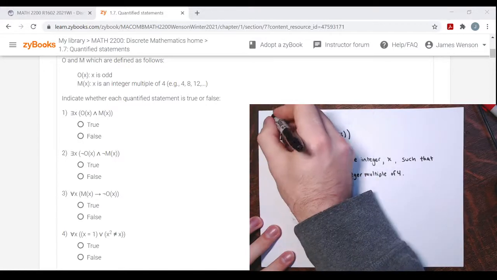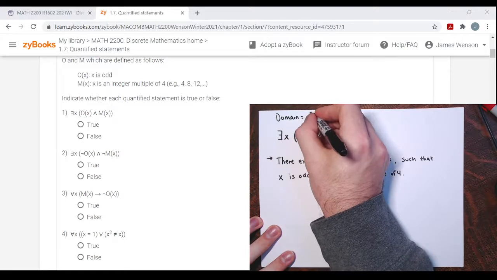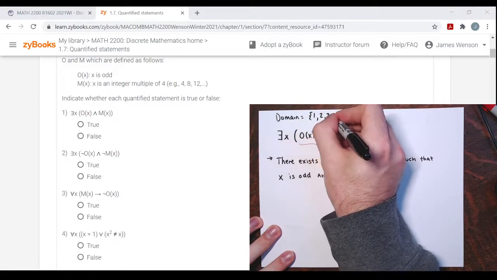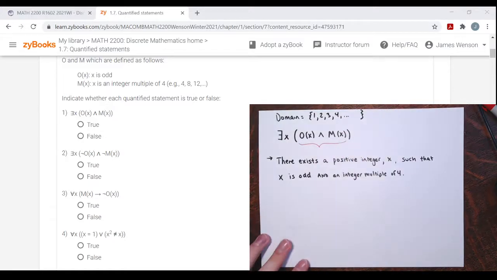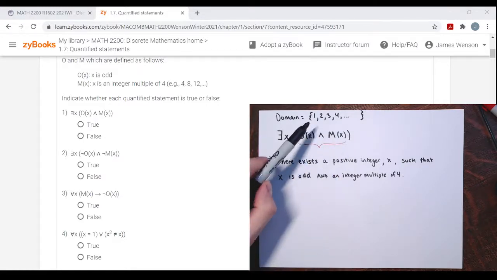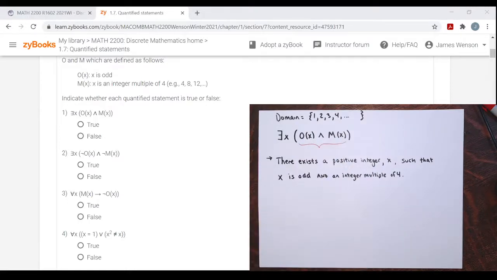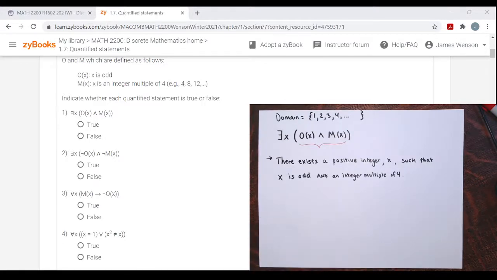Remember the domain, I'll write it up here. The domain is the set of positive integers. So all the values that x can be replaced by are 1, 2, 3, 4, 5, etc. Now to show that an existential statement is true, I only need to find one value in the domain that makes this true. Now let's look at some examples, and we'll see if we believe it or not.